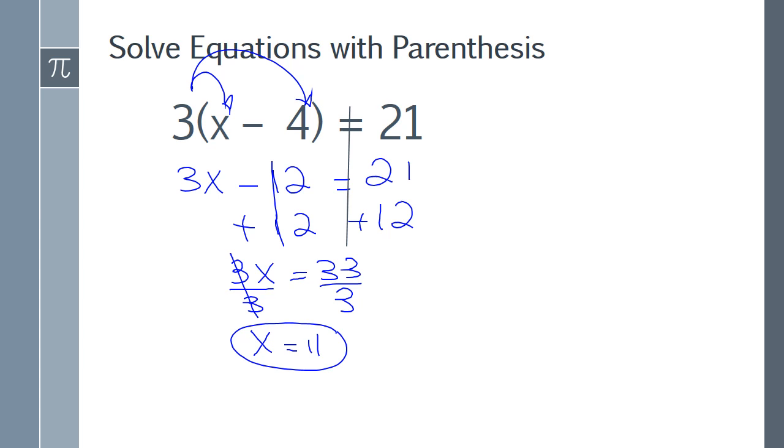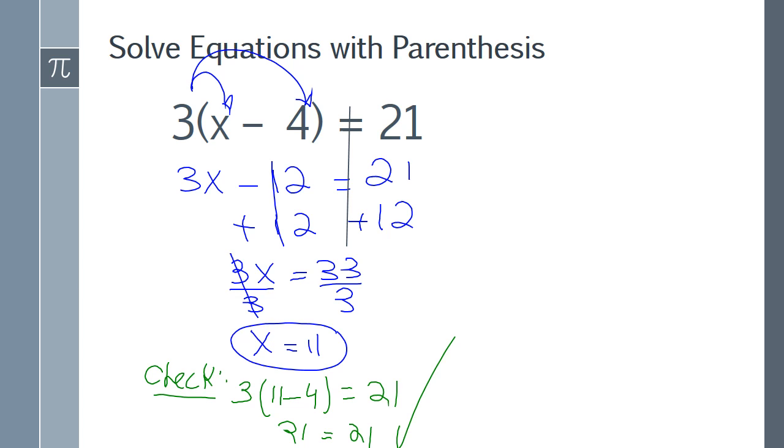Now, we can do the check to make sure that our answer is correct by substituting 11 for x in the equation and solving the left side of the equation, which gives us 21 at the end, which is equal to the right side of the equation, 21. That means we did the work correctly, and our final answer for x is 11.